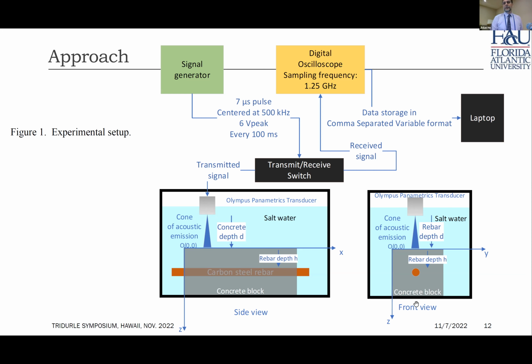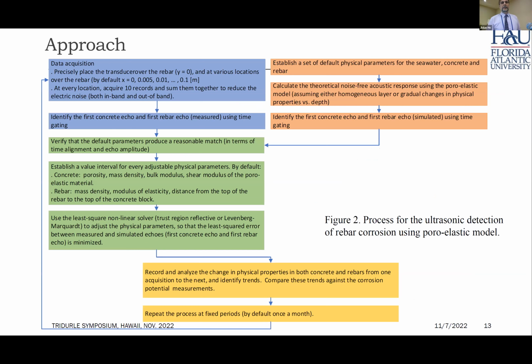This is a side view, this is a front view of the setup. So we place, and this is the trick, quite accurately the transducer right above the rebar and transmit a very narrow beam, high frequency cone of sound. And the approach associated with the processing is twofold. So we have the data acquisition, where we place the transducer at different positions, acquire right now 10 records, and perform some time synchronization and time averaging.